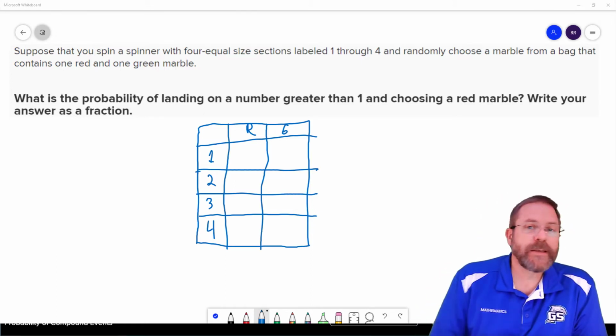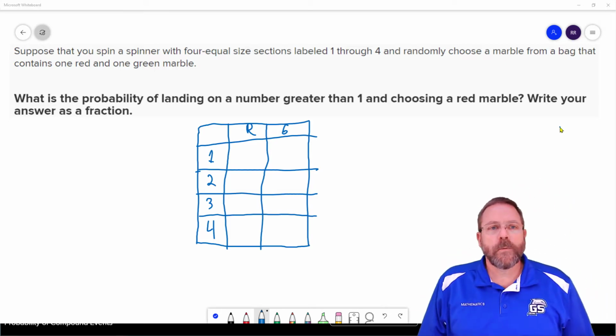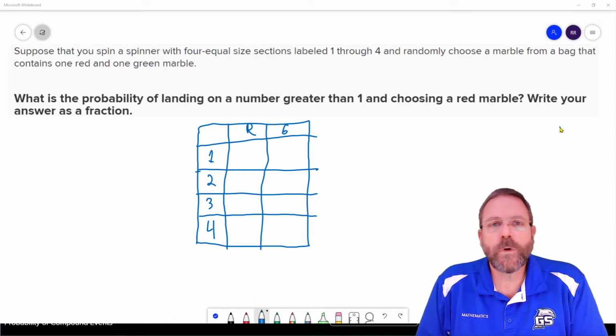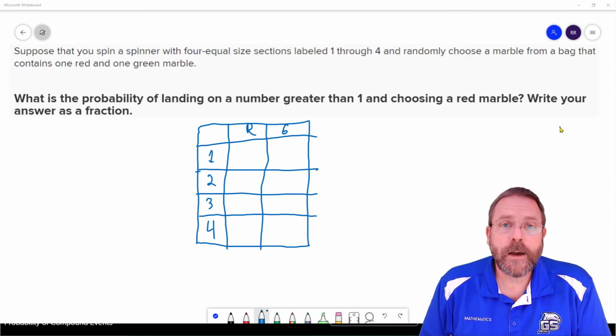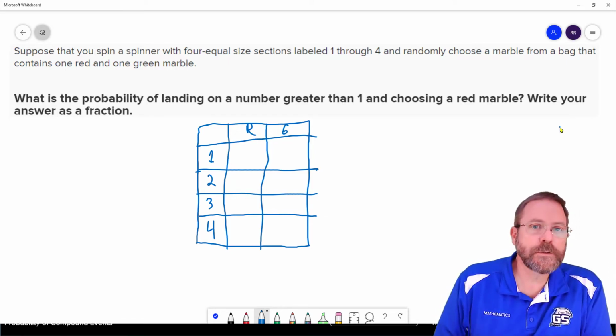So I've set up a table to do this one. Sometimes tables are just simpler than tree diagrams. On my table, I have my rows set up as 1, 2, 3, and 4, and my columns set up as red and green. So what are my possible combinations going to be?